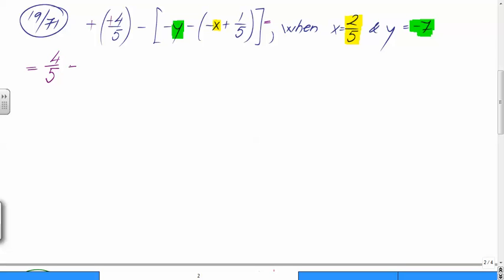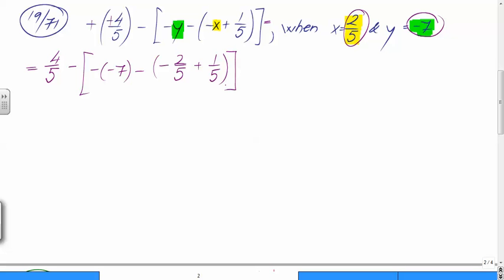minus, okay, minus y, or negative y if you want, -7 minus, in parentheses, minus or negative x. What is your x? 2/5, right? Plus 1/5. This is inside the parentheses. Close the brackets. All right. Next, PEMDAS.